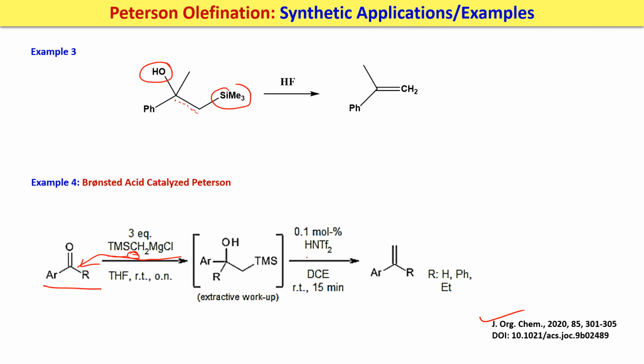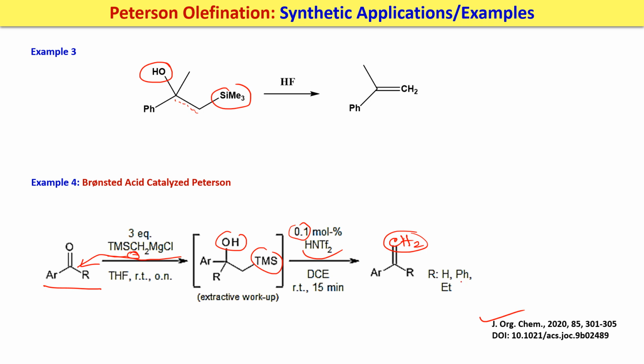Now in presence of this molecule, bis-trifluoromethanesulfonimide, that is HNTf2, and you can see very low catalyst loading. That is the beauty of this reaction. In presence of this type of reagent, this acid being a milder version of triflic acid, finally this OH and TMS group is removed, and we are getting a terminal alkene. So this CH2 is coming from the CH2 of TMSCH2MgCl.